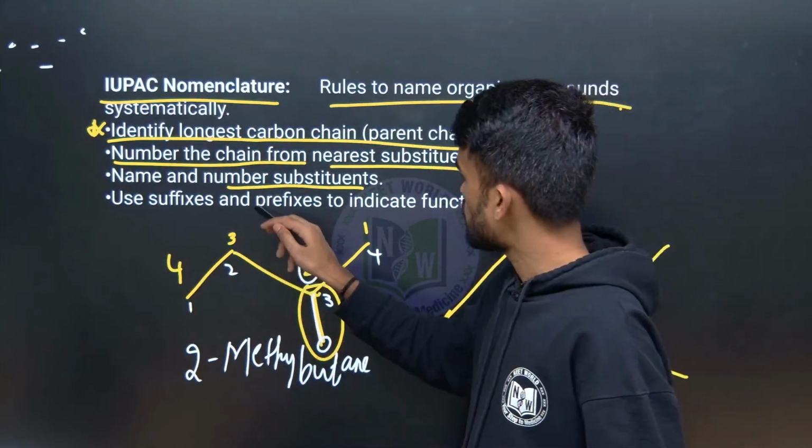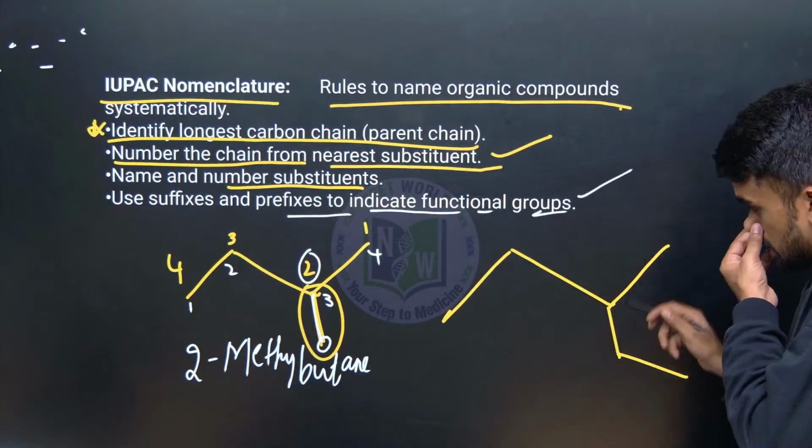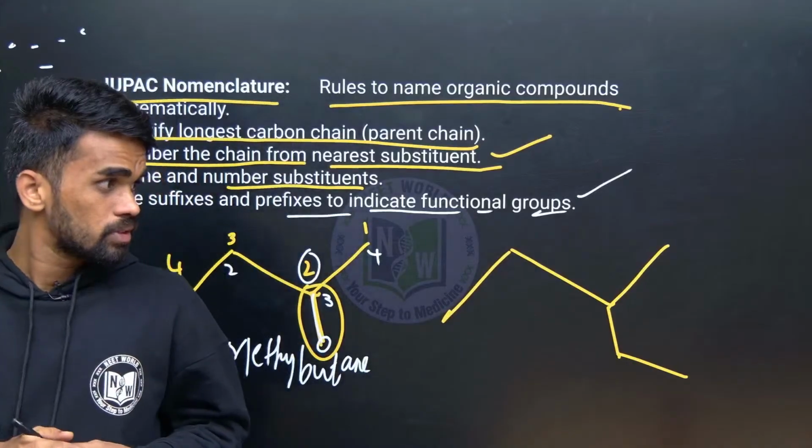Use suffixes and prefixes to indicate the functional groups. Next, what about this chain? You tell me, what is the name of that compound? Second one.